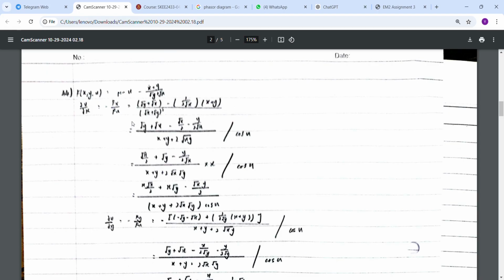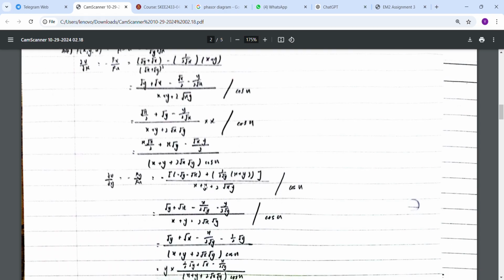Now, by the requirement of the question, we need to find delta u over delta x, so it will equal negative fx over fu. So now we can find delta f over delta x and also delta f over delta u. Then we can put them inside this formula and find the final answer.